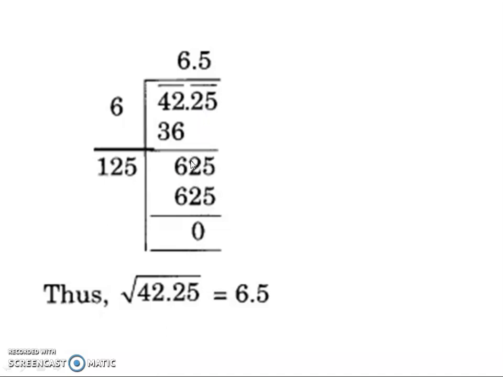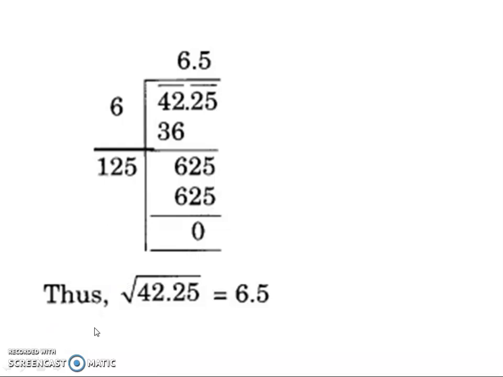That is 2, 5. So what did you get? 625. Now 6 plus 6, 12. You have to find the one's digit place here. How will you find? It is trial and error method. Now you will get 125 into 5 is 625. So what will you conclude? The conclusion is that root of 42.25 is equal to 6.5.